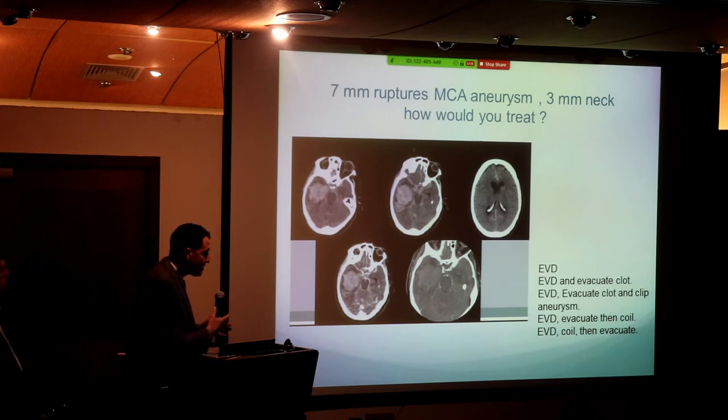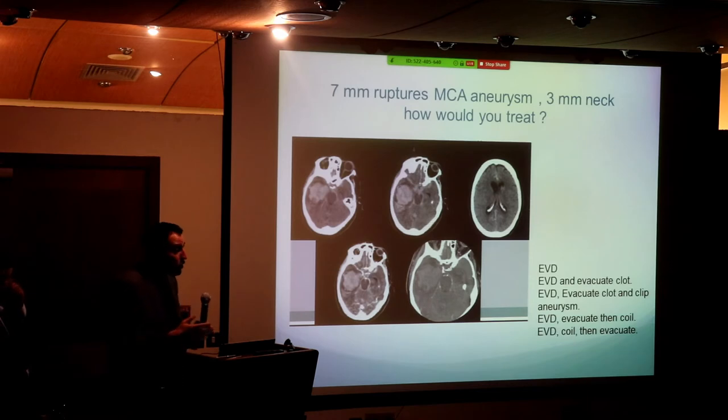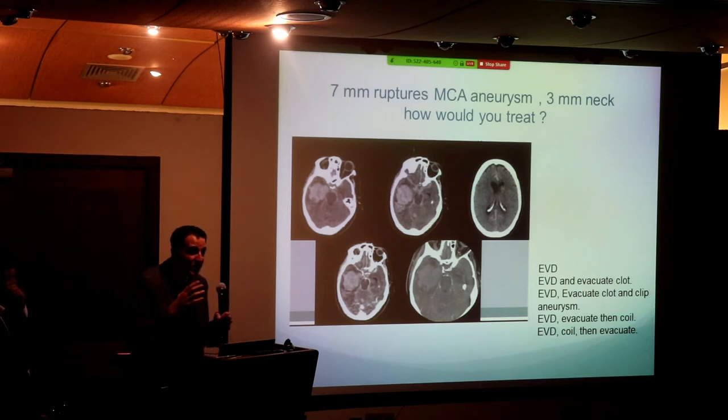Should we start by drainage, EVD, the ventric? Should we evacuate the clot? You have an aneurysm. Should we clip the clot immediately or go and coil? There are so many different ways of doing it, and everybody would do it differently based on what? Based on the clinical picture of that patient.